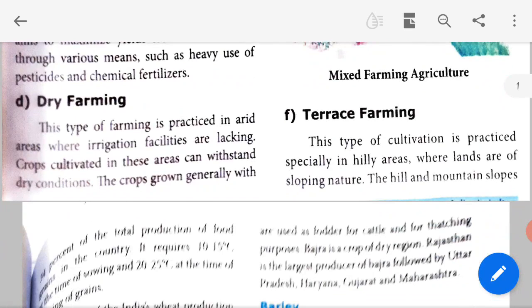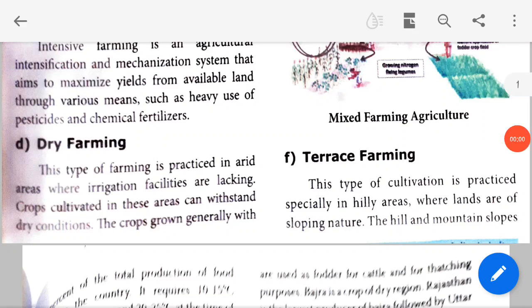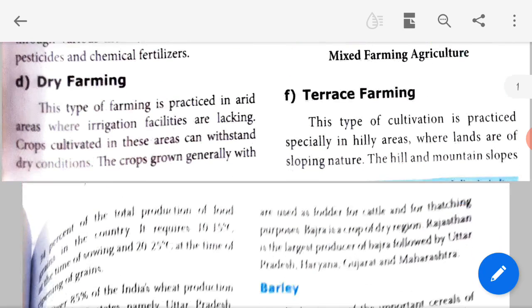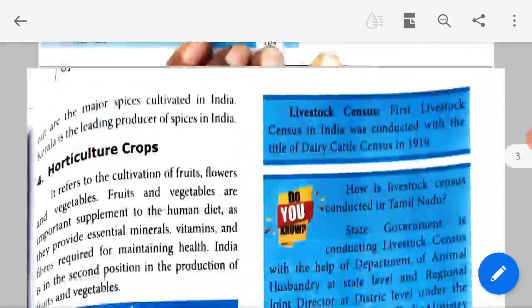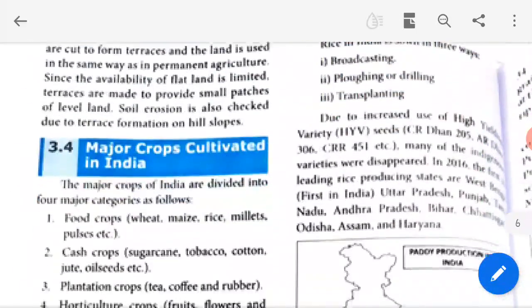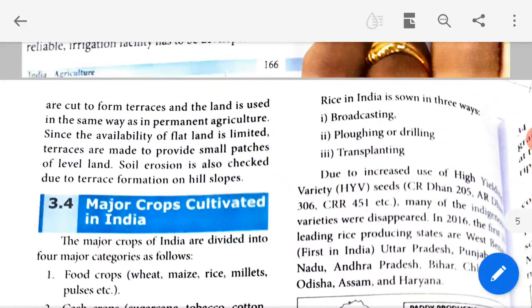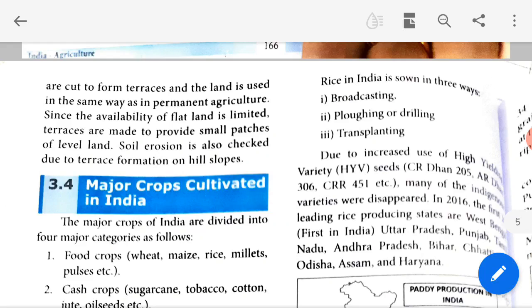Terrace farming. This type of cultivation is practiced especially in hilly areas, where lands are of sloping nature. So the land there will have a slope. The hill and mountain slopes are cut to form terraces. So they will cut the hills and the mountain slopes and form terraces, and the land is used in the same way as in permanent agriculture. So they will do agriculture permanently.